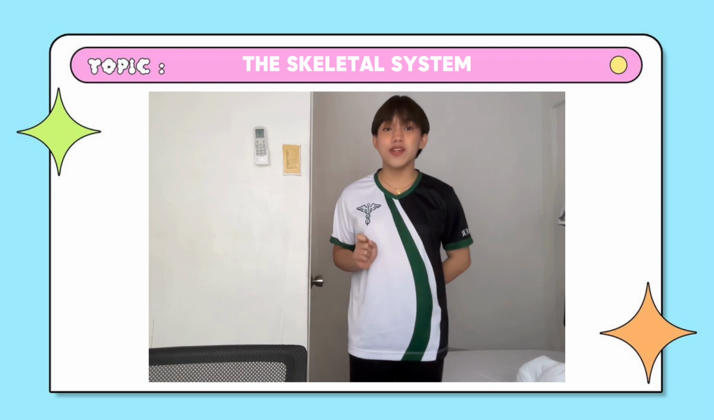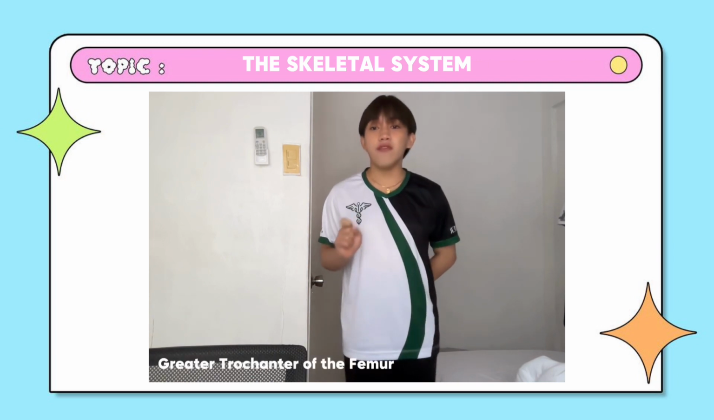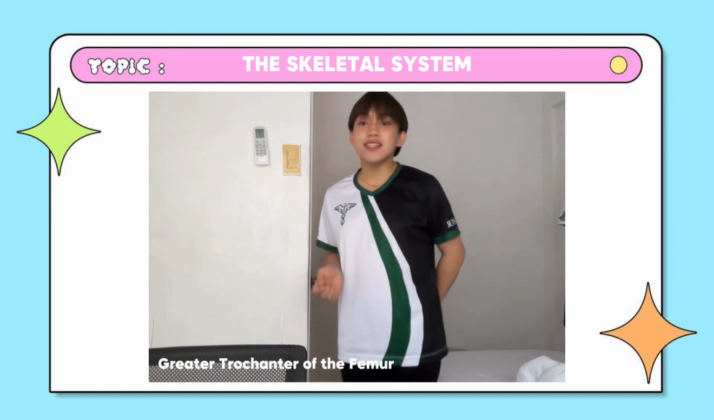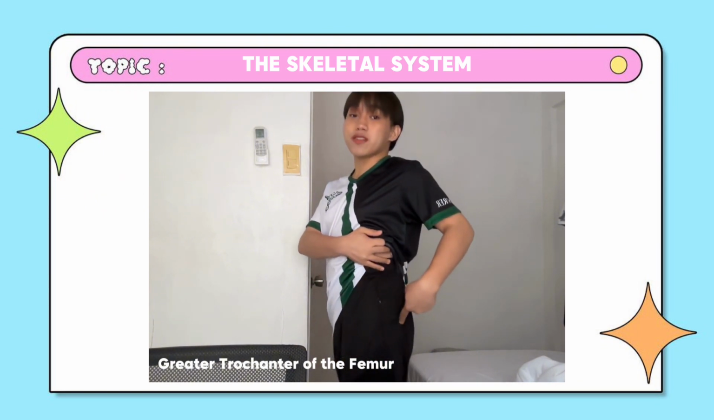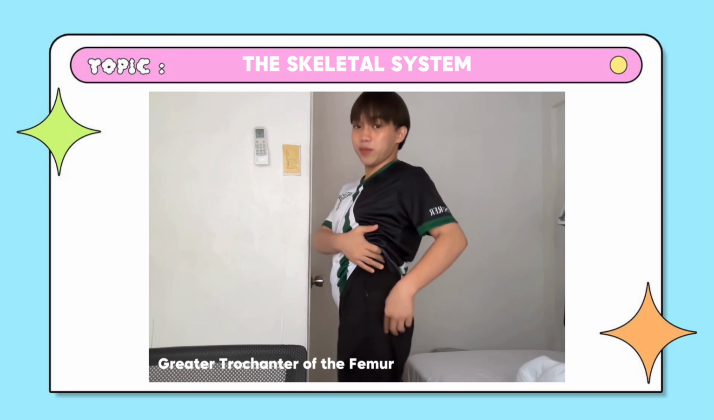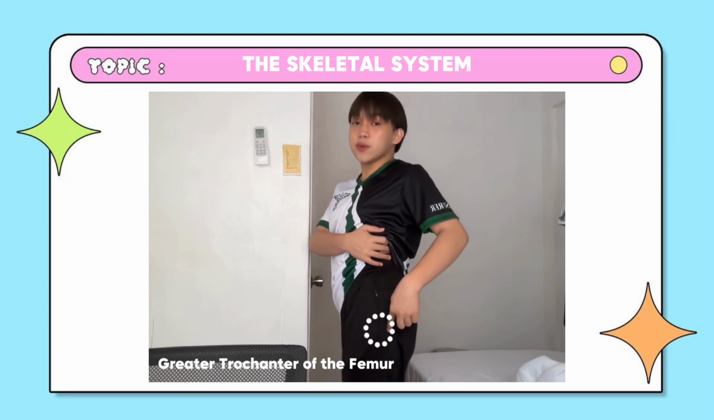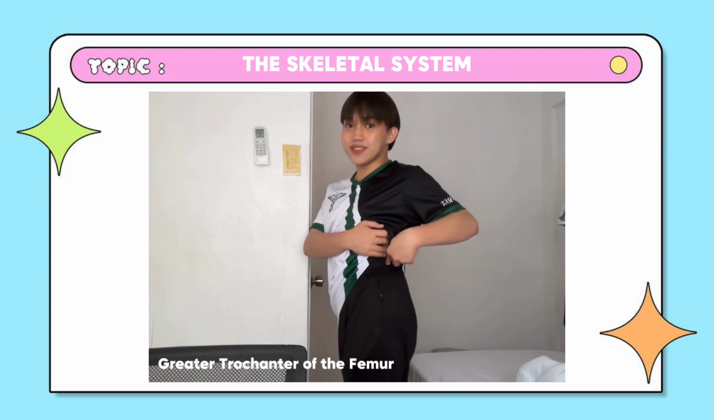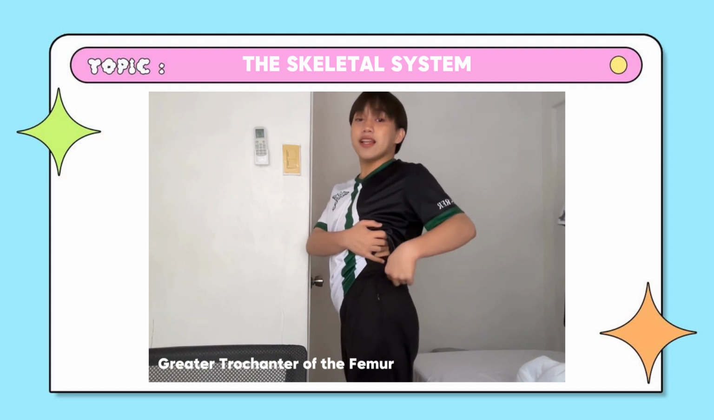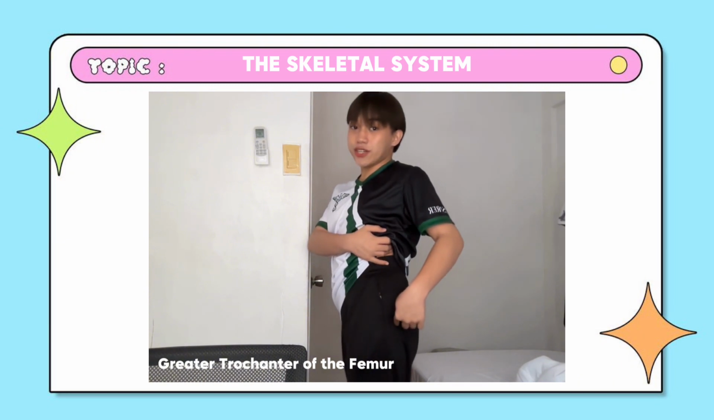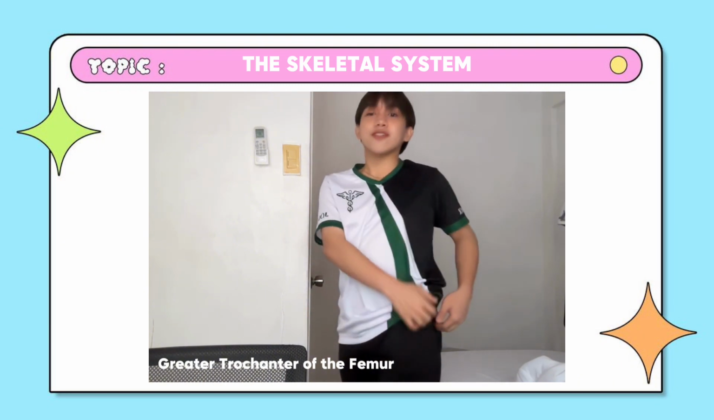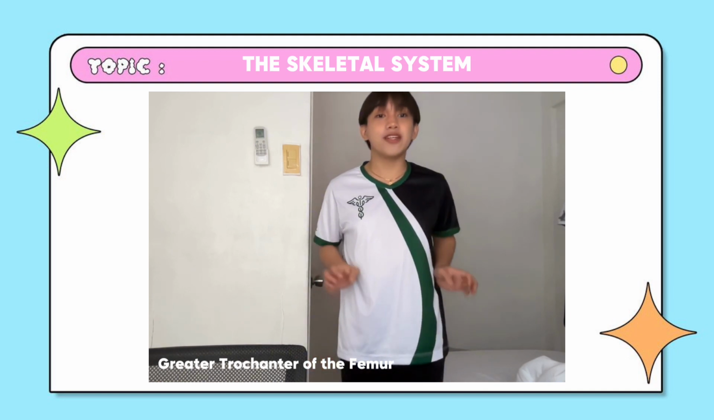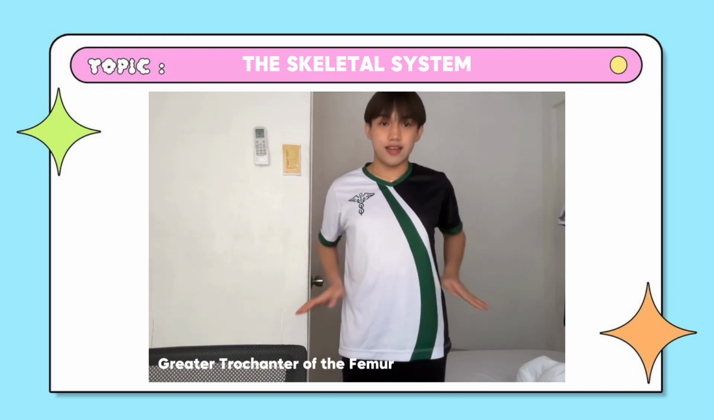First, we are going to locate the greater trochanter of the femur. The greater trochanter of the femur is located in the most lateral point of the proximal femur. So, here is the proximal femur, and it lies 6 to 8 inches away from the iliac crest. So, here is the iliac crest, and the greater trochanter of the femur is here. This is actually easier to locate in women because they have a wider pelvis. So, like that, here.